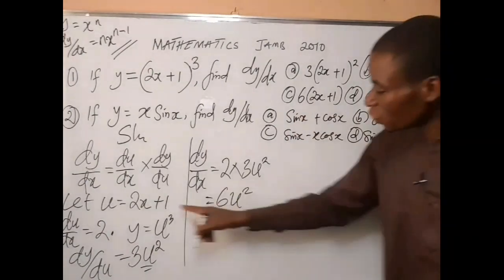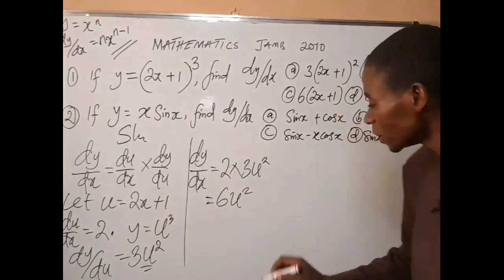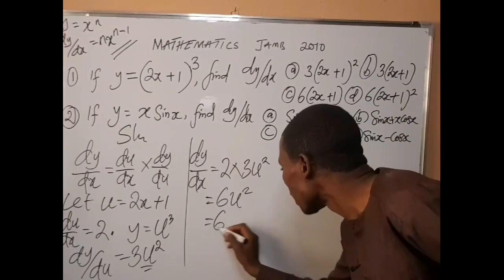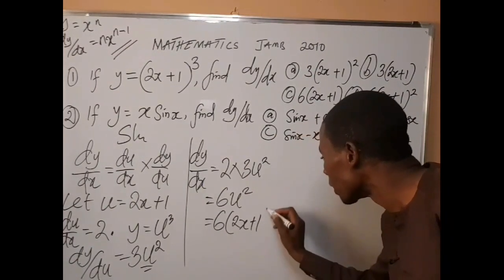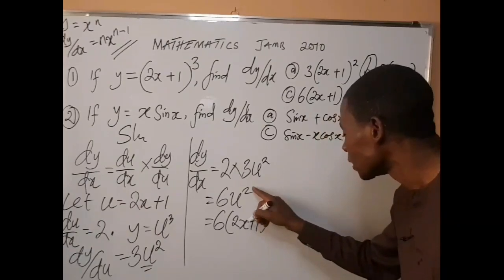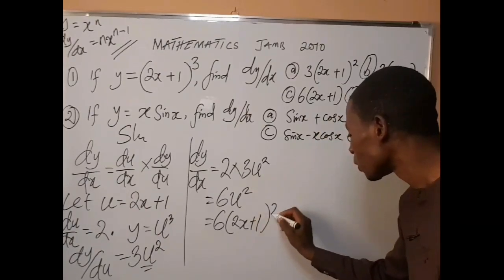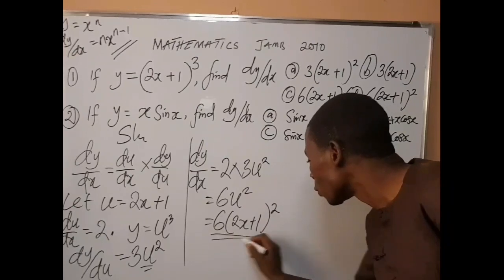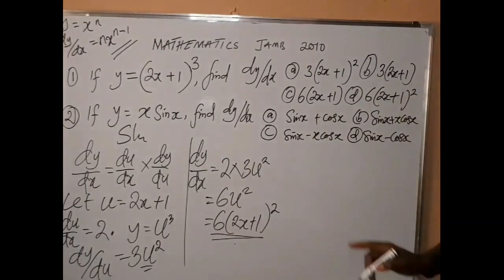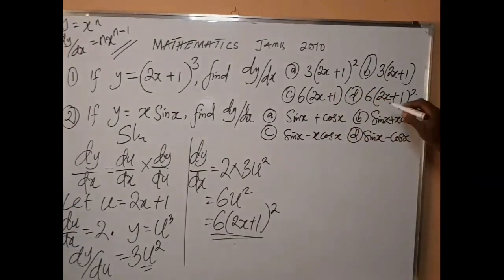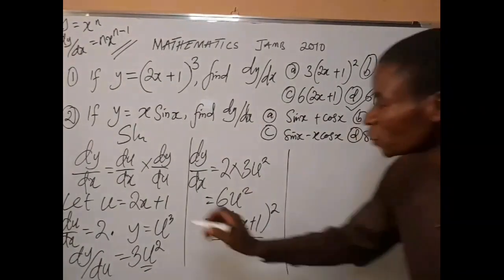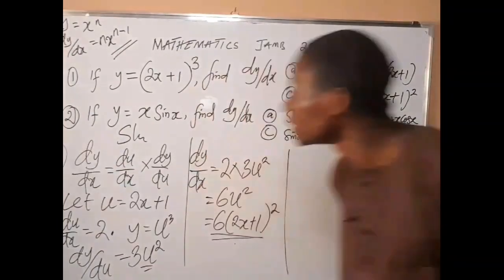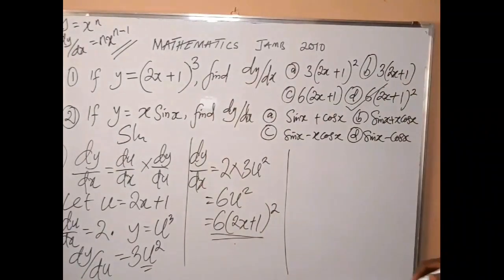But remember, the u is 2x plus 1, so we replace it back. So we have 6 into (2x + 1). We close our bracket. The u is raised to power 2, so we replace the 2. This is going to be our final answer. If you check the options here, you find out that option D happened to be the correct option. Okay, so let's go to number 2. This is number 1. Let's go down to number 2.